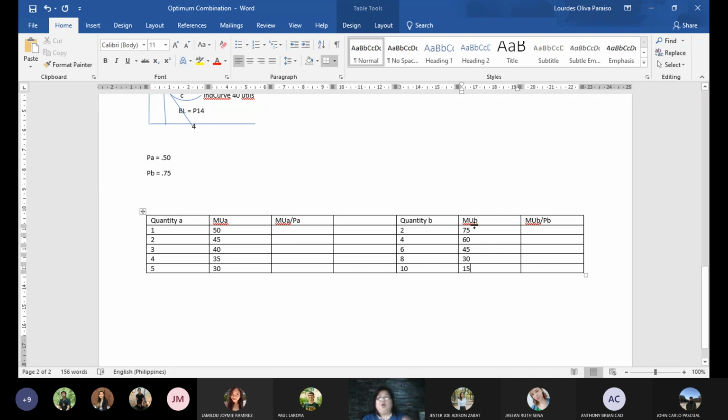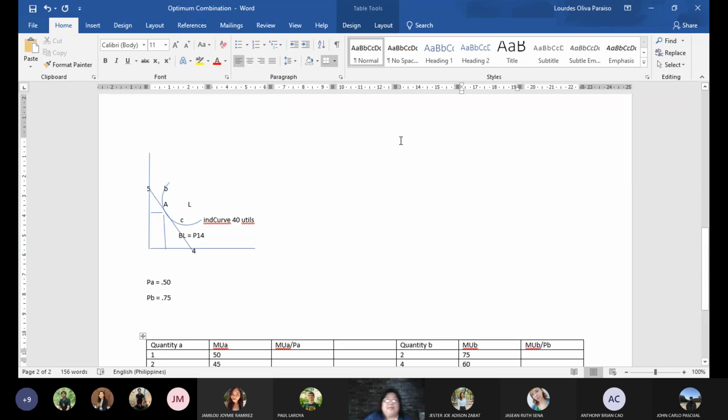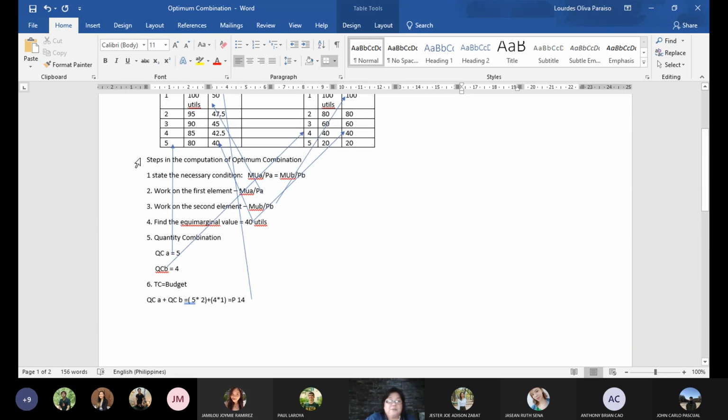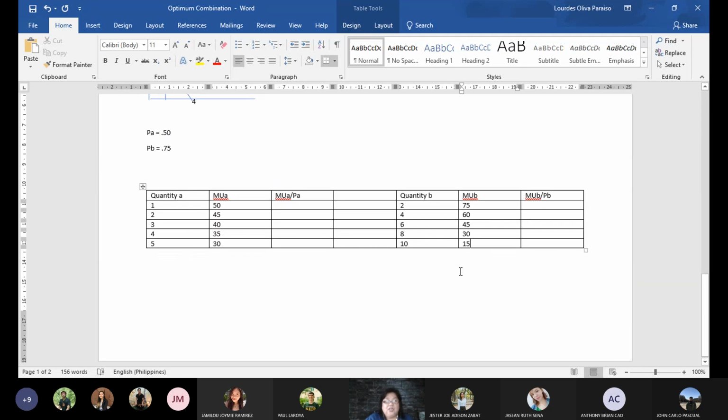15. Okay. Will you be able to follow the steps? Okay, the steps are there. Steps in computing the optimum combination. State the necessary condition that your marginal utility of A over price of A should equal your marginal utility of B over price of B.